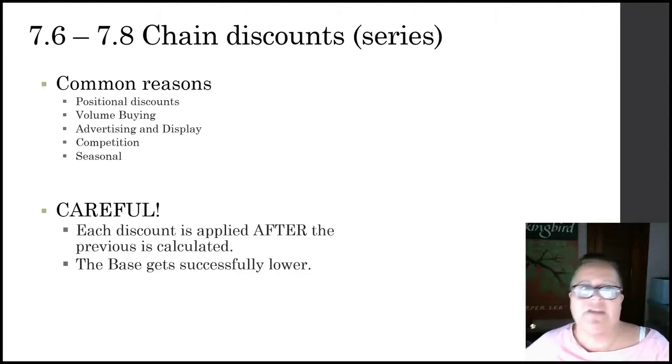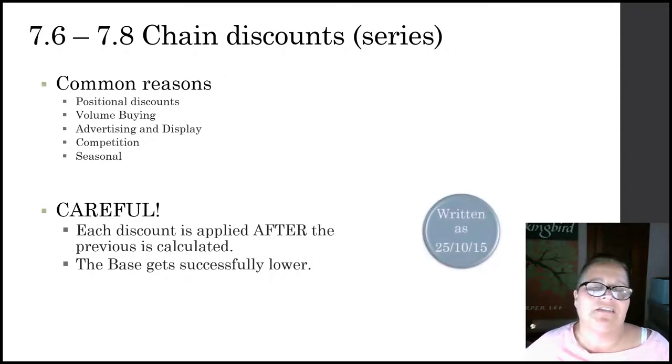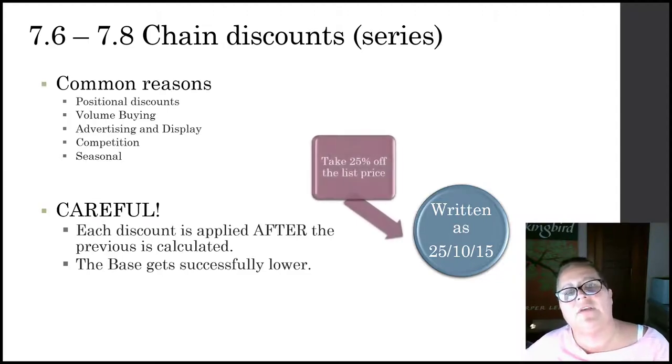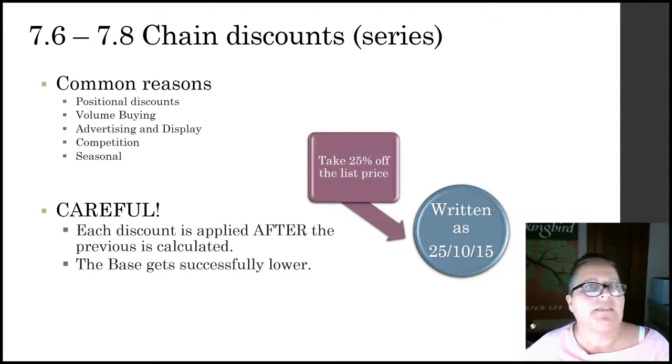So one of the things I wanted to show you was how the discount is written. A series or chain discount is written as you see here, 25, 10, 15. 25 refers to an initial 25% off the original price. So whatever the list price was, you would be getting 25% off of that.